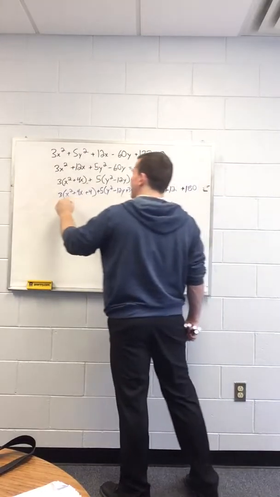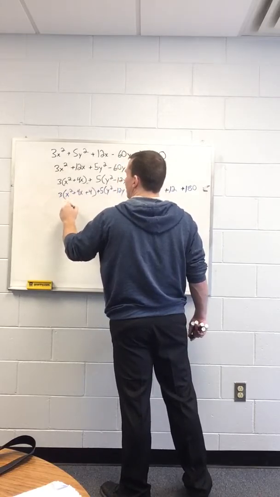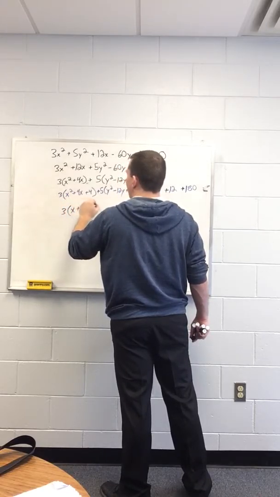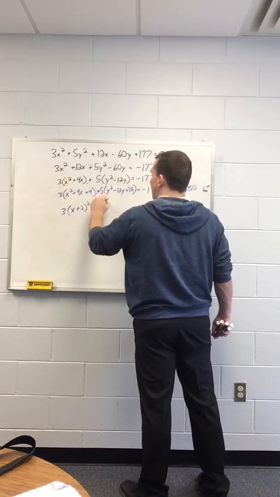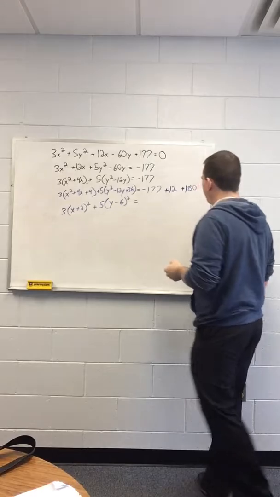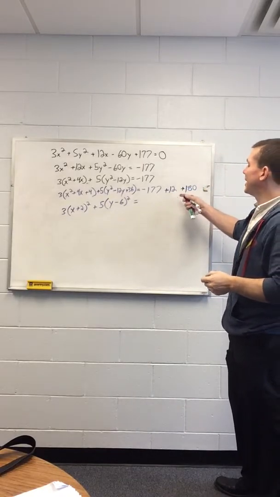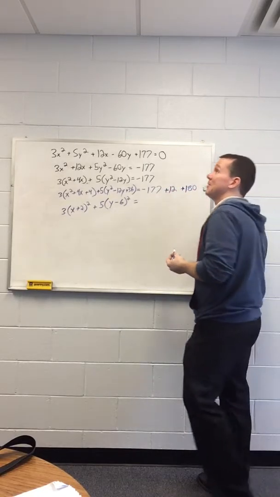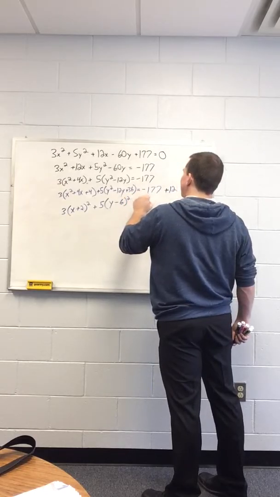Now if I did this right, that should be a perfect square. It'll factor as x plus 2 squared. Plus, that should be a perfect square. That's y minus 6 squared. And it's equal to 180 plus 12 is 192. 192 minus 177 is 15.